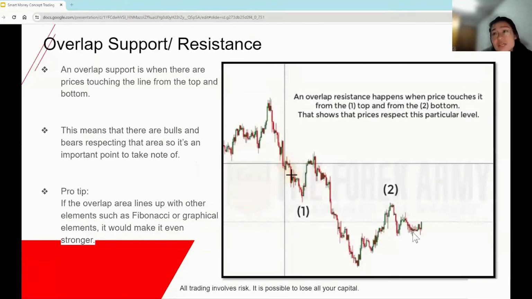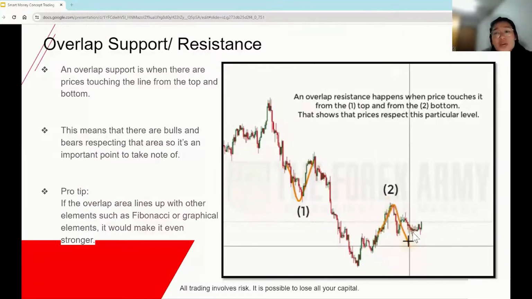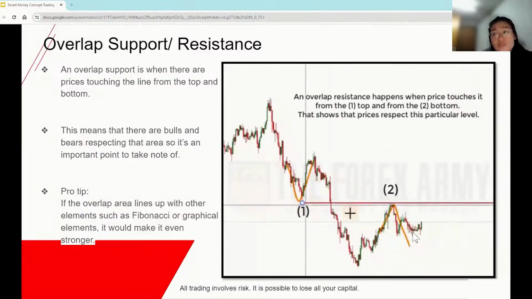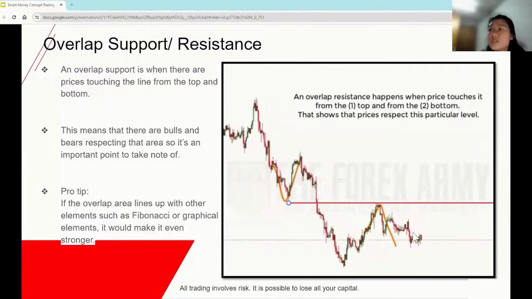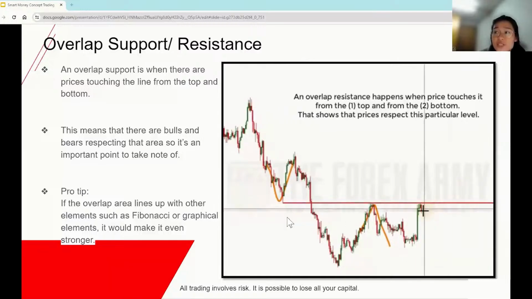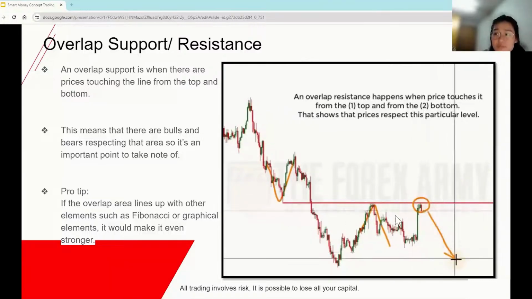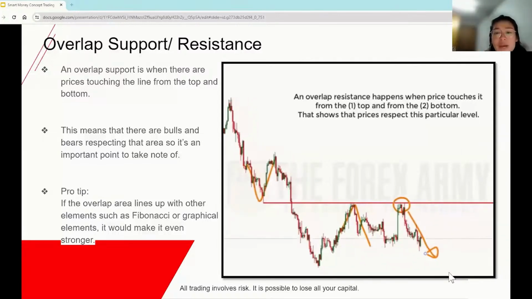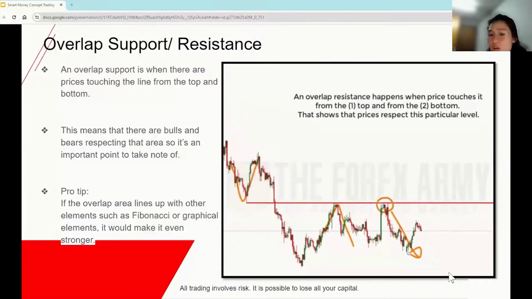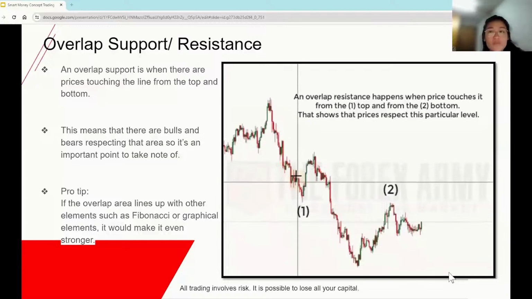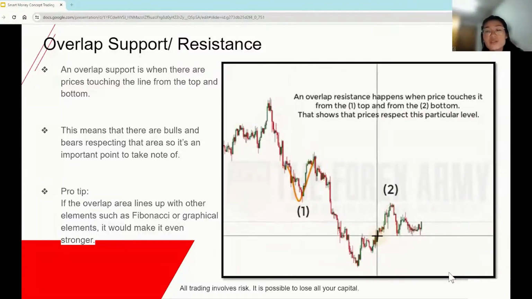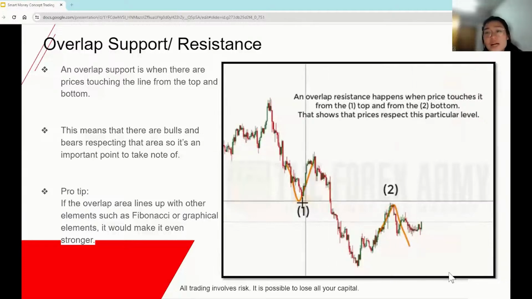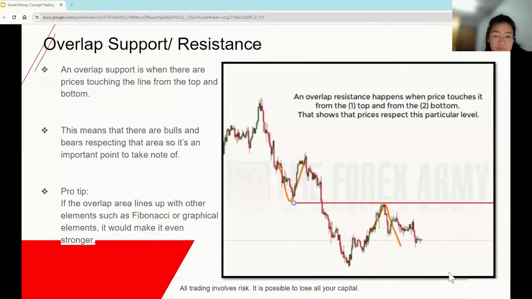So an overlap level is when the bulls and bears respect that area. So it's an important level to take note of. You can see in this GIF, it basically occurs when price touches from the top and from the bottom. Okay, so it shows that prices respect this particular area, and the more times that it reacts off this area, the stronger the overlap area. Okay, so again, if the overlap area lines up with other graphical elements, such as your Fibonacci, it will make it even stronger.